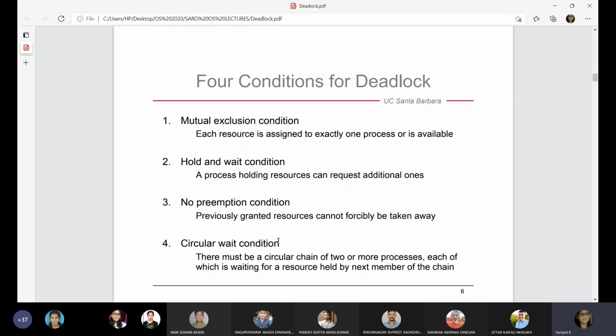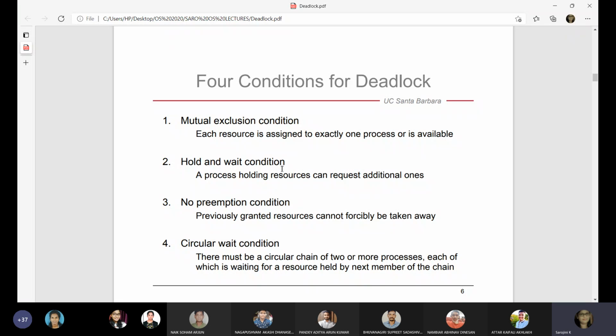Now, these are the conditions which will cause the deadlock. The first condition is the mutual exclusion condition. We discussed mutual exclusion. There is a semaphore. The semaphore will allow only one process to go into the critical section. So, mutual exclusion condition. Because of the mutual exclusion also, deadlock occurs. Okay. And hold and wait.